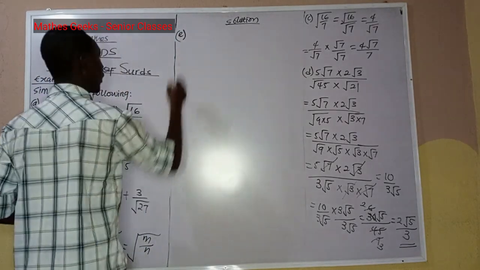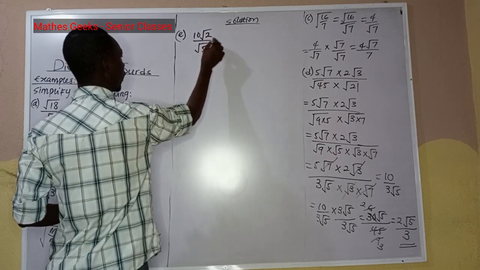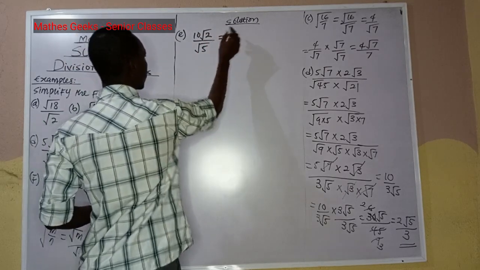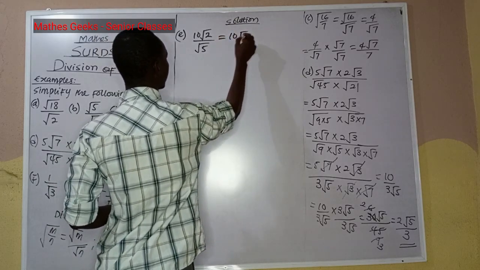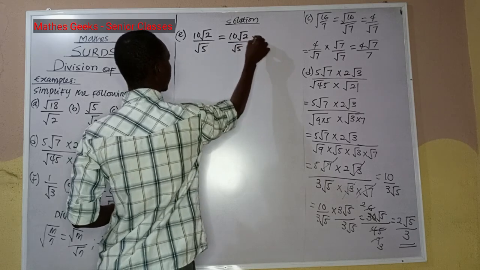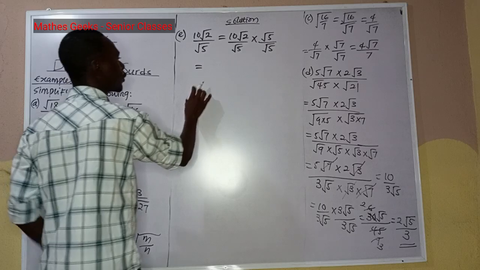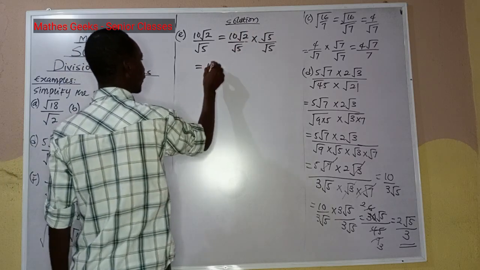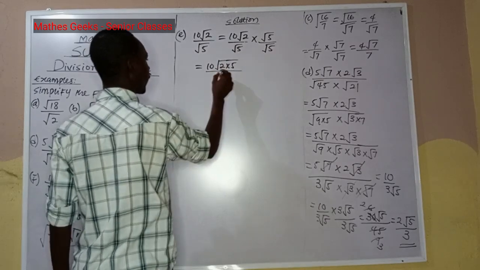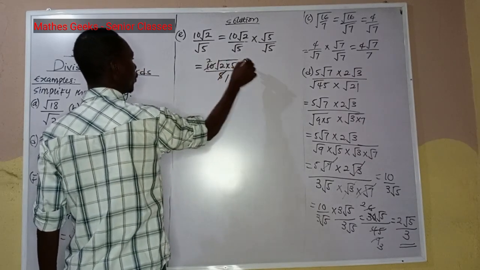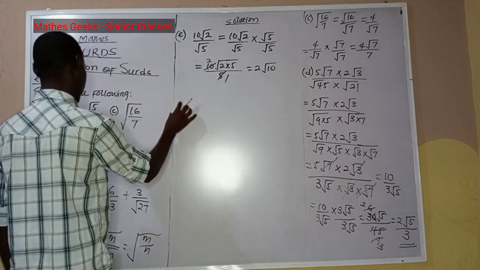E, 10 root 2 over root 5. So let's rationalize this. 10 root 2 over root 5 will give us 10 root 2 over root 5 times root 5 over root 5. This will give us 10 root 2 times root 5, that gives us 10 root 10 over 5. Root 5 times root 5 will give us 5. 5 here 1, 5 here 2, which gives us 2 root 10.